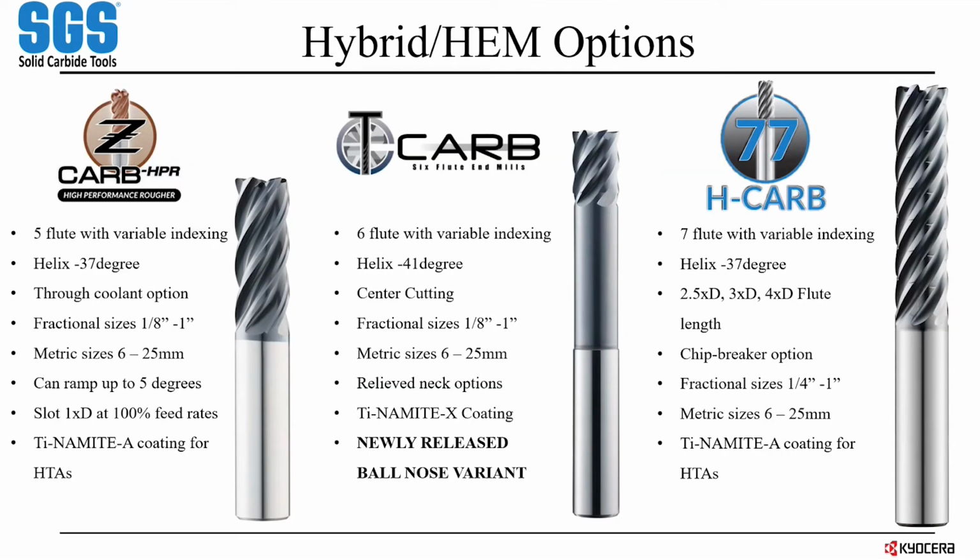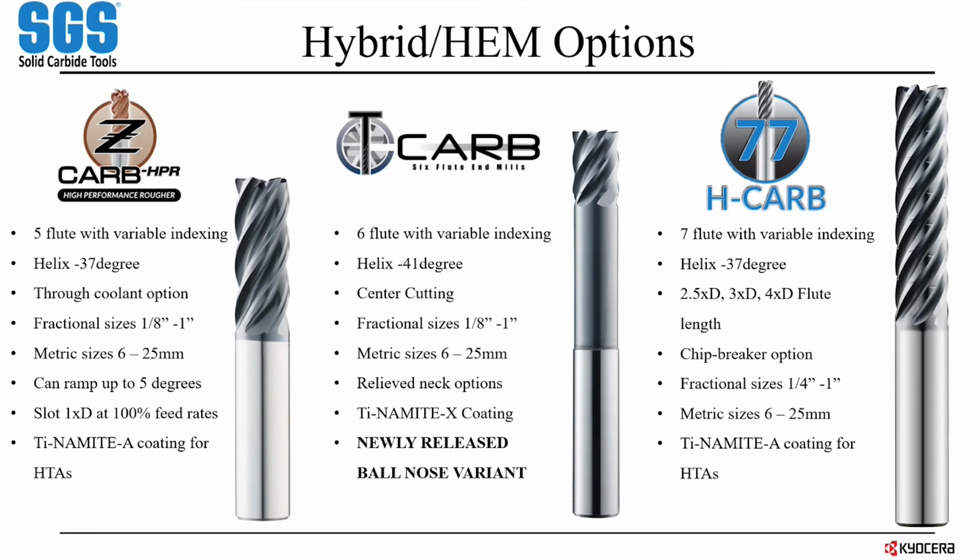So our more hybrid into HEM options. So we have the Z5 or Z-Carb HPR. This is what I consider our general purpose high performance tool. It does a little bit of everything and it does most of that very well. It's a 5 flute tool with variable indexing, has a 37-degree helix, and it does have through coolant options.